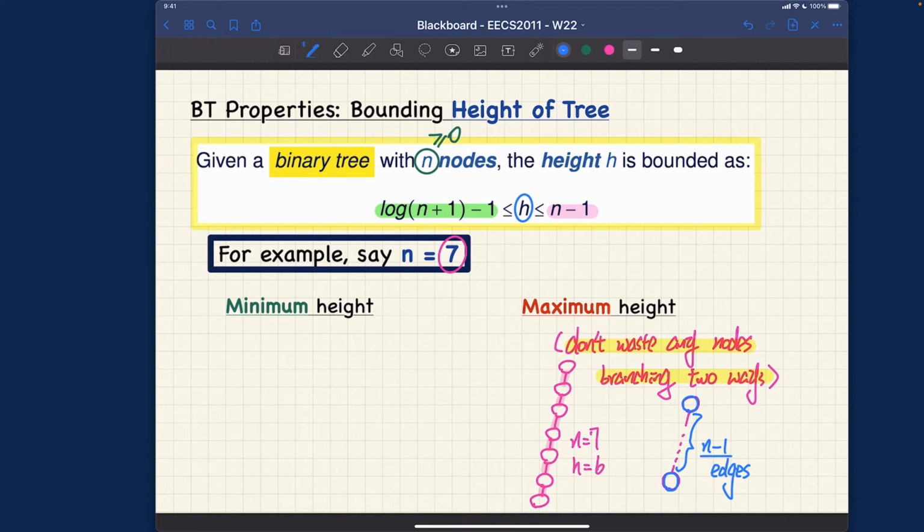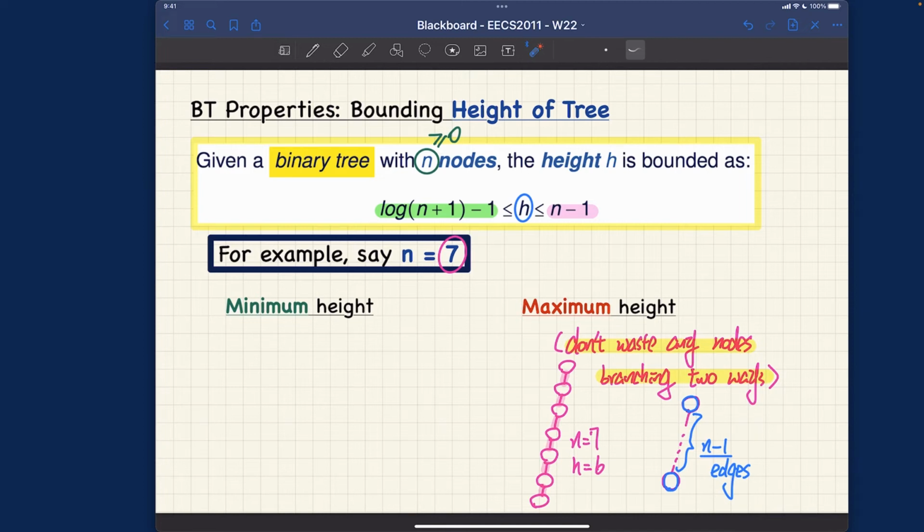Just remember, in order for you to have connected nodes, the number of nodes is always 1 plus the number of edges. Or symmetrically, the number of edges will always be the number of nodes minus 1, right? It's very important for you to remember. That's about the maximum heights. What about the minimum heights? The minimum heights will be the opposite.